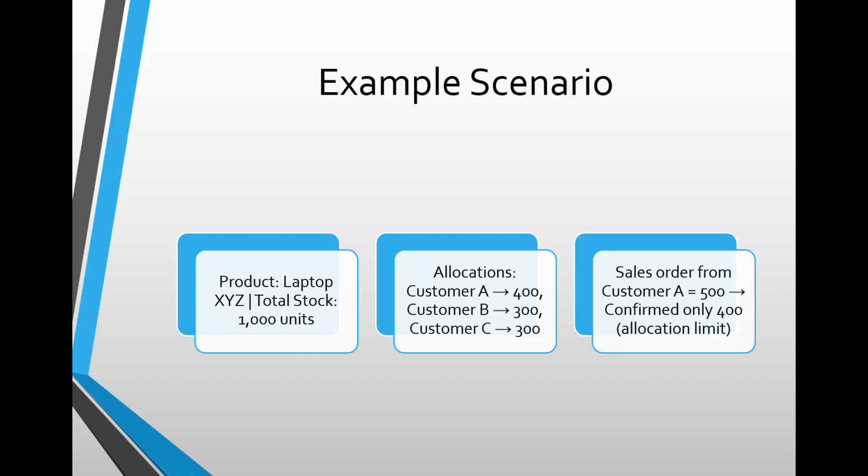Let's take one example. You have a product called laptop. For that, you have a total of 1000 stock. Then you make an allocation. Allocation is nothing but planning data. In that allocation, customer A you have allocated 400 quantity, customer B 300, customer C 300. So allocation is done. But customer A orders 500 quantity. The system only confirms 400 quantity despite the order quantity. So the remaining 100 quantity will be unconfirmed.